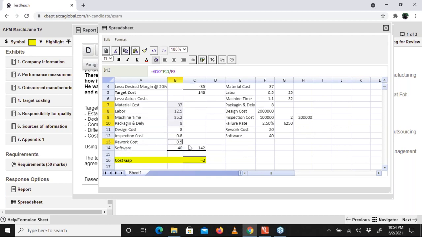Again, if you could just say the cost by Zela, it could be like this: the material cost, the labor cost, the machine time cost, then who incurs this packaging and delivery? We deliver to the customer, right? So we incur this. Who incurs design cost? We incur. Inspection cost is incurred by them, plus rework cost is incurred by them.